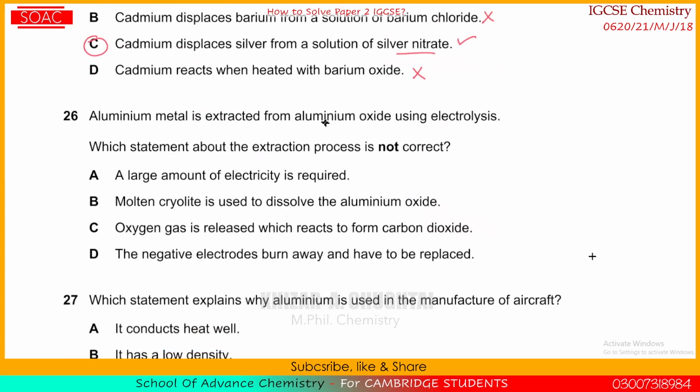Question number 26. Aluminium metal is extracted from aluminium oxide using electrolysis. Which statement about the extraction process is not correct? There must be 3 correct options and 1 incorrect option.